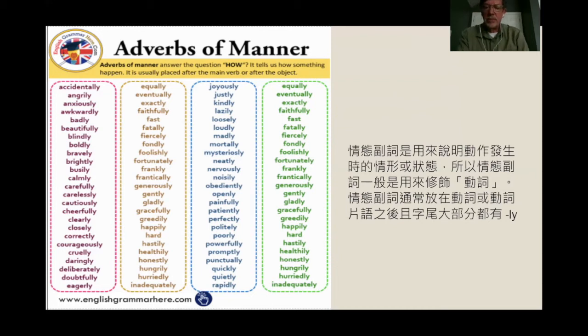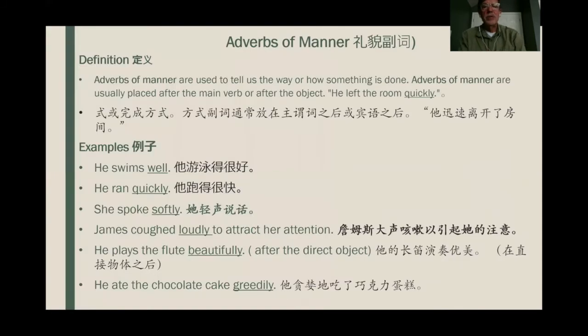Let's go back up. Adverbs of manner are used to tell the way or how something is done. So you have a verb, and then it tells how it's done. Again, he swims well, he ran quickly, she spoke softly, James coughed loudly, he plays the flute beautifully. In other words, how something is done. So that's today's lesson. It's a pretty quick review.